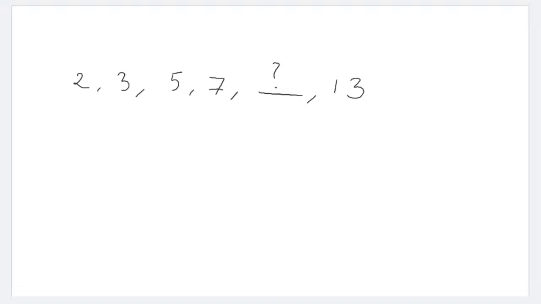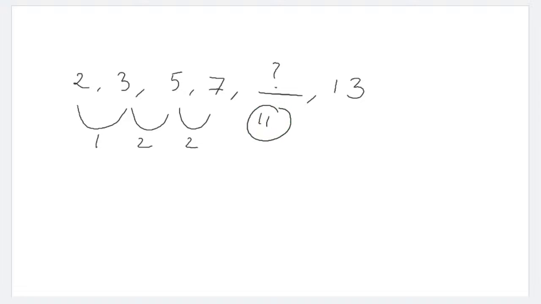Now what is the meaning of difference? See, if I take the difference between 2 and 3, it is 1. Again, if I take the difference between 3 and 5, it is 2. Between 5 and 7, it is 2. Now see that there is no common difference. 1, 2 and 2 is coming. So the next will be what? Next will be 11. How?